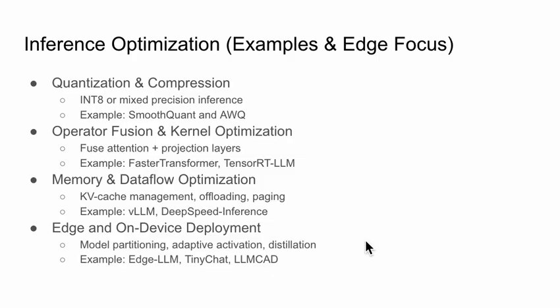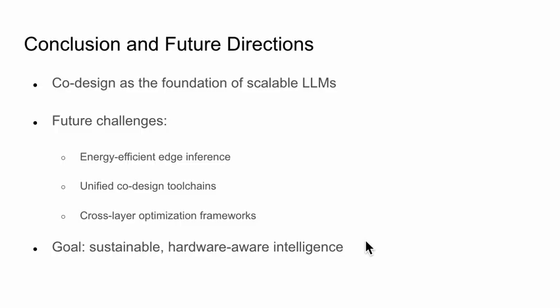These examples illustrate how inference efficiency depends on aligning models, runtime, and hardware design, which is exactly the direction our lab focuses on for edge intelligence. The paper concludes the hardware software co-design will be fundamental for the next generation of LLMs. Efficiency gains will no longer come from algorithms alone. They may come from cooperation between model structures, compilers, and hardware.